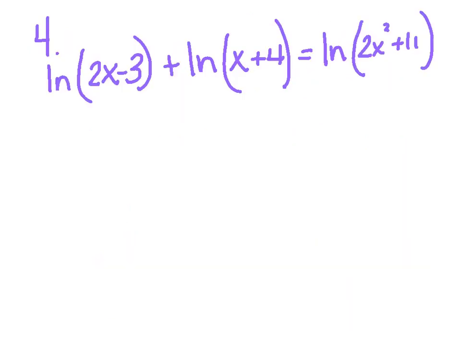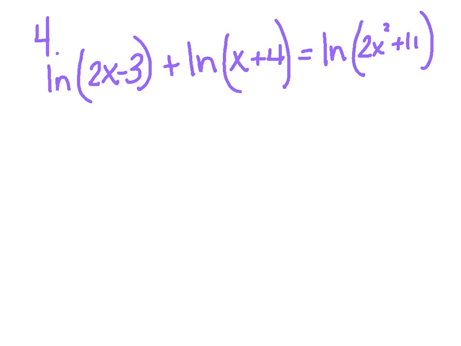Okay, time to make these a little more exciting. The ln of 2x minus 3 plus the ln of x minus 4 equals the ln of 2x squared plus 11. Whew, that was a mouthful. All right, so on step number 1 there, where our goal was to get the ln by itself, we said in parentheses there that we might have to condense.